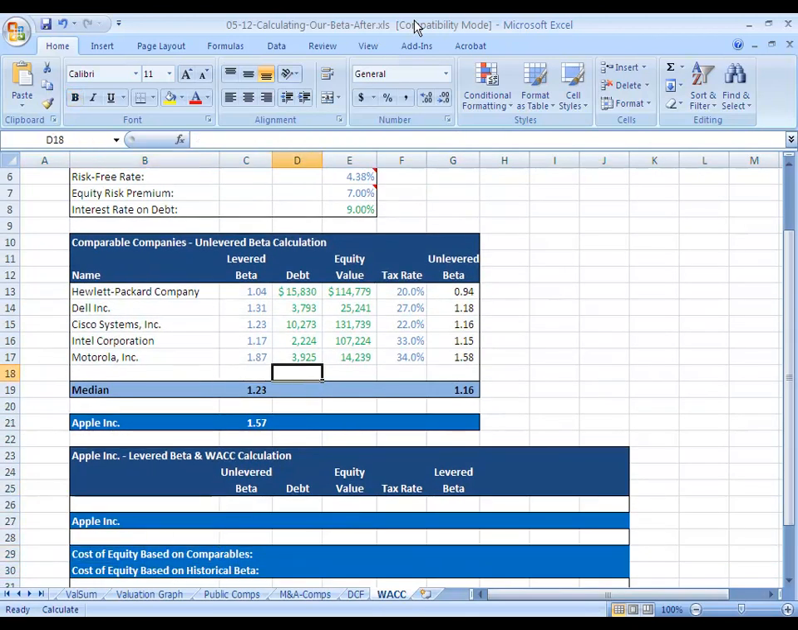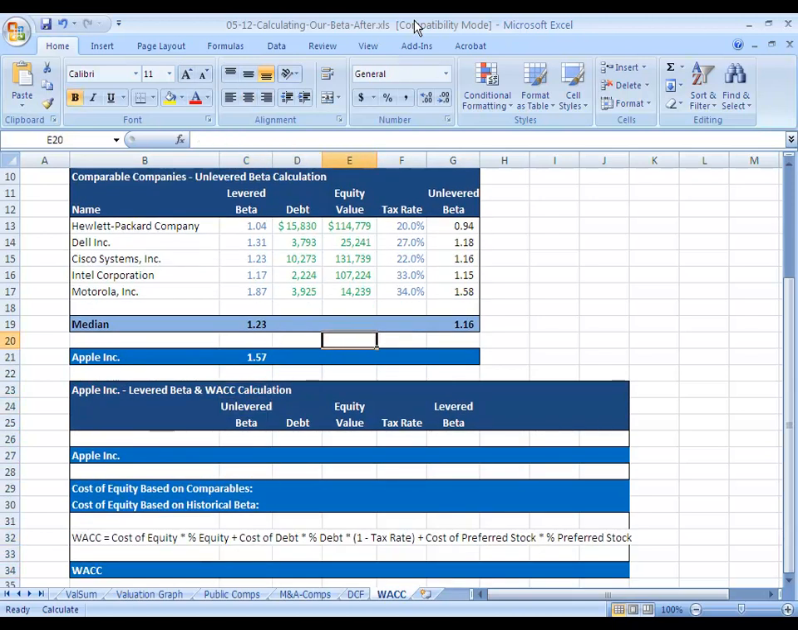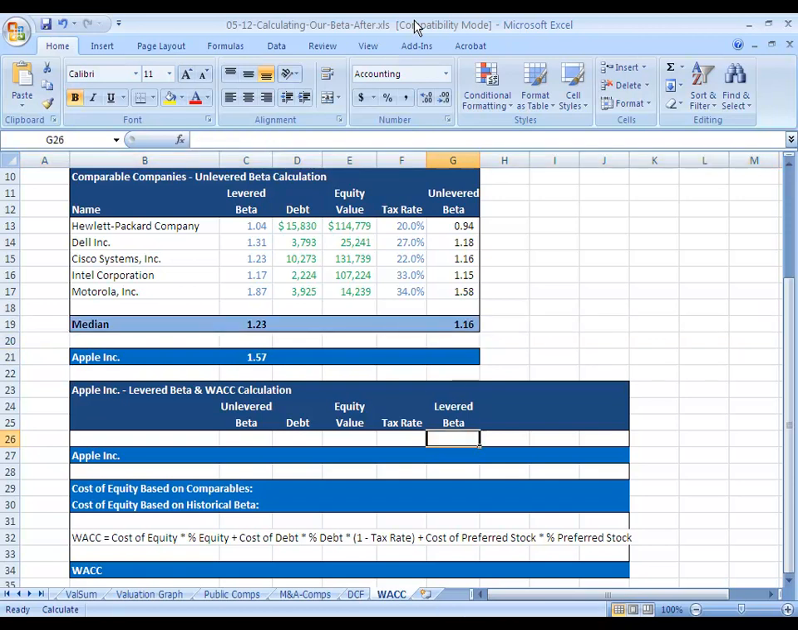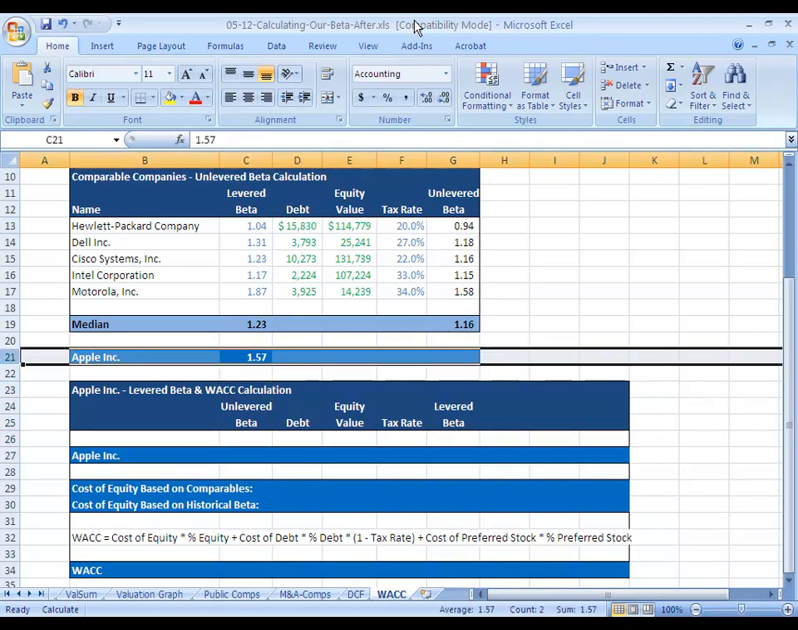We figured out the median of the set of comparable companies, both levered beta right here and then unlevered beta over here, and we also saw Apple's historical beta of 1.57 right here. What we need to do now is take this median from the set of comparable companies, and actually use this and calculate what Apple's levered beta should actually be. So we've seen that based on current market data, their levered beta should be around 1.57. That's according to Google Finance. But what we want to do is actually look at the comparable companies and use them to figure out what Apple's levered beta should be.